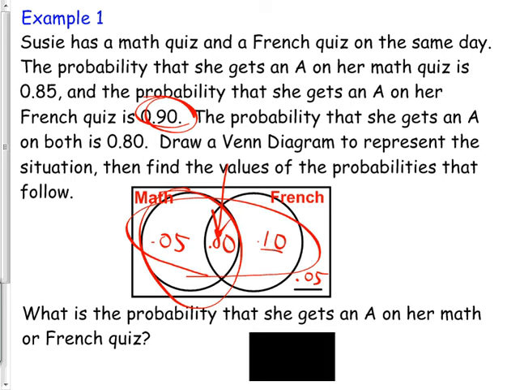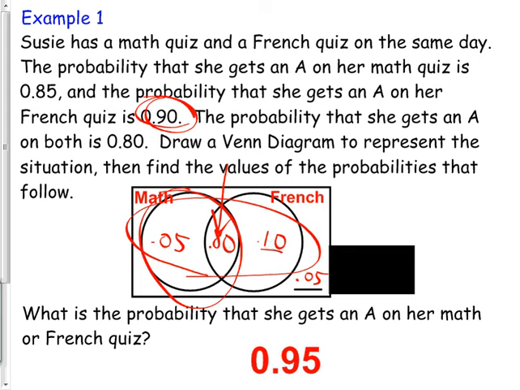Okay. What's the probability she gets an A on her math or French quiz? Does or mean a big answer? Yes, it does. So then you'd put math and French together and you'd have 80 and the 10 and the 5, which makes 95, and there you go, 95.